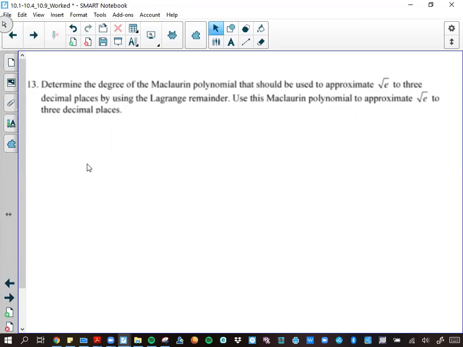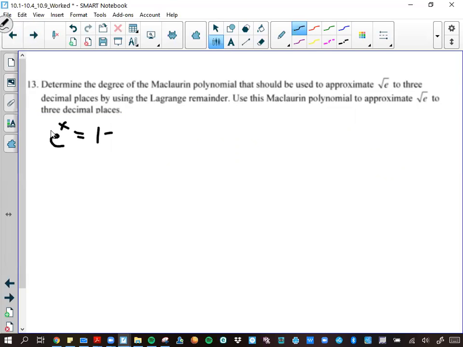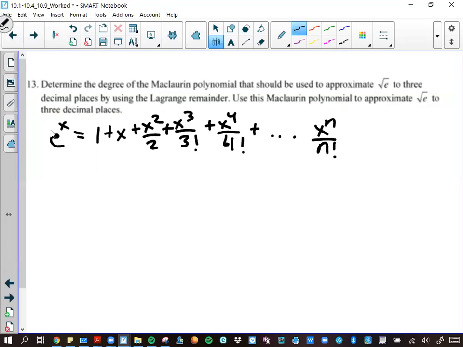Okay, well, first of all, you need to know e to the x, what that looks like. Yeah, so e to the x is equal to what? 1 plus x, and then it goes what? Plus x squared over 2, plus x cubed over 3 factorial, plus x to the 4th over 4 factorial, plus dot, dot, dot, until you get to x to the power of n over n factorial.